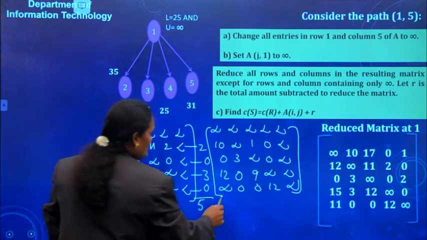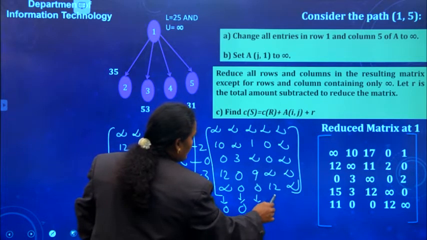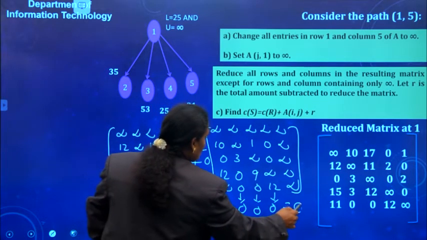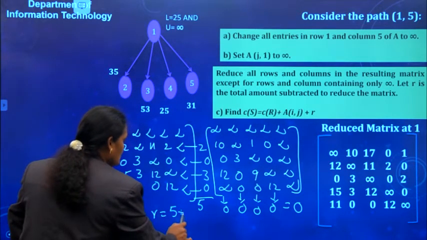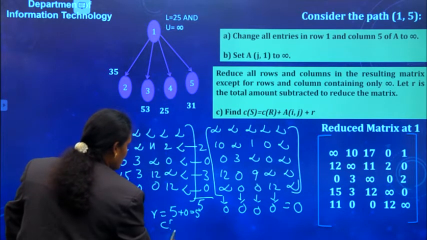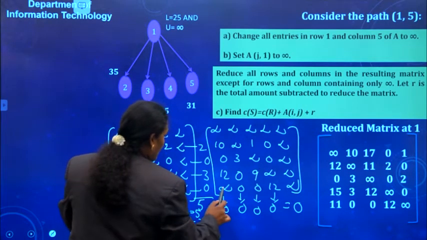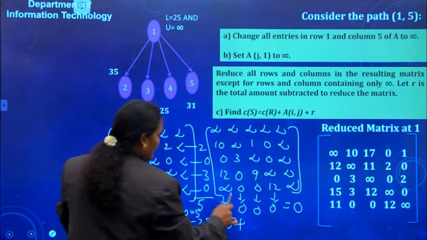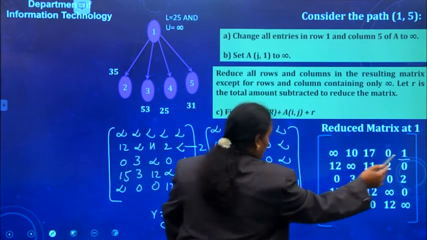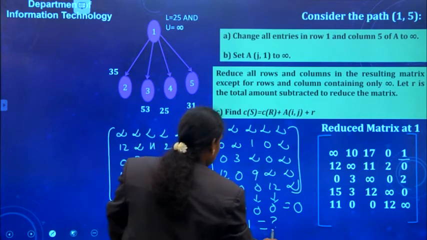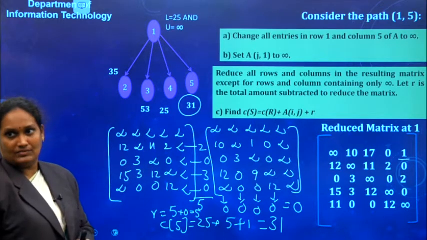Now what about column reduction? Here this column contains 0, this column contains 0, this column contains 0, this column contains 0. So total column reduction is 0. So what is total reduction? 5 plus 0, which is 5. What is cost of 5? Cost of 5 is equal to cost of 1, 25, plus total reduction 5, plus the cost of 1 5, which is 1, nothing but 31. So the cost of 5 I found as 31.